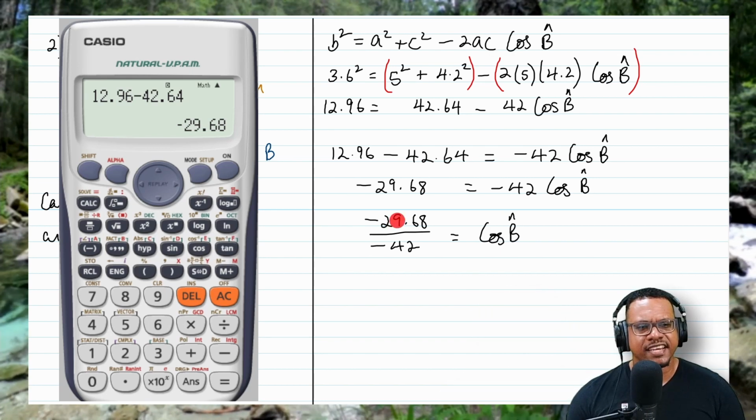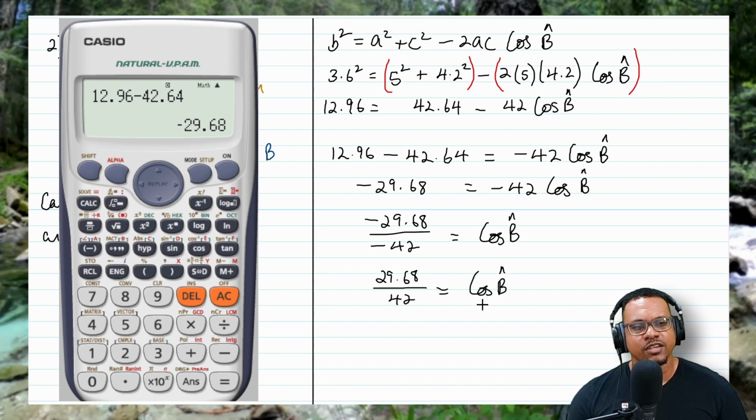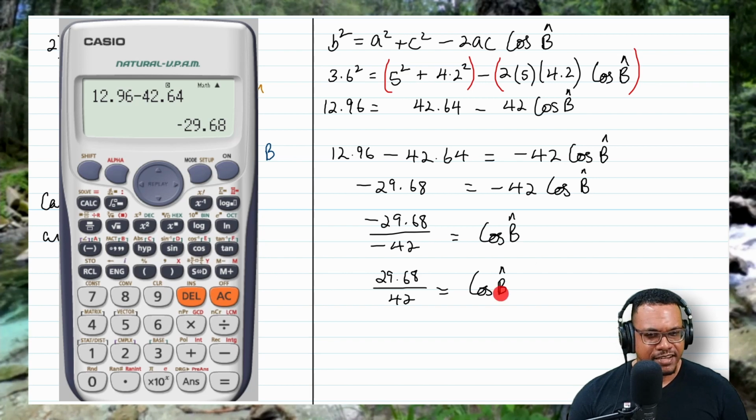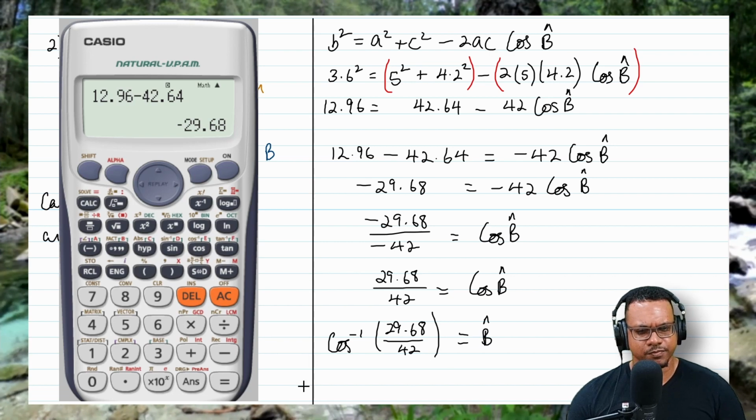Now, we know a negative divided by a negative, the answer is going to be positive. So this is the same as 29.68 over 42 is equal to cosine B. So now, to find angle B, we would have the cos inverse of this 29.68 over 42, and that will give us what angle B is equal to.